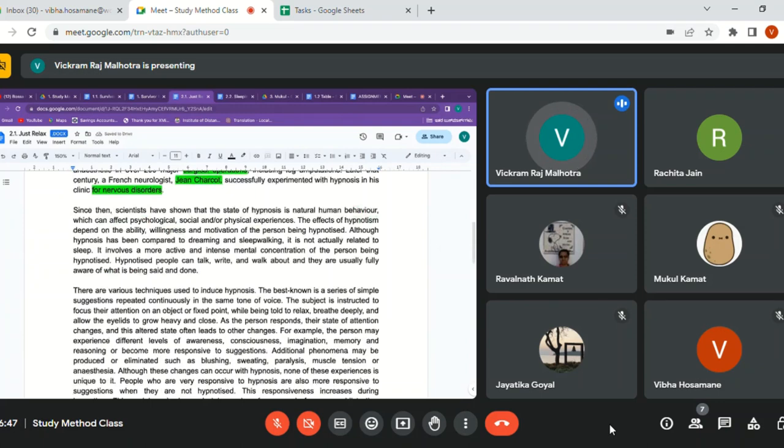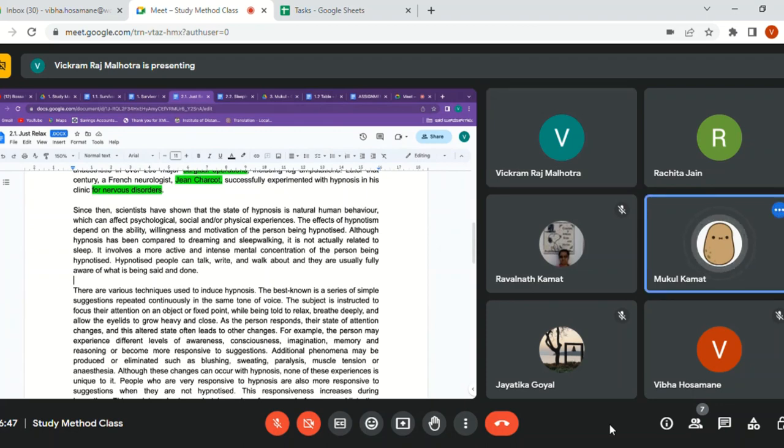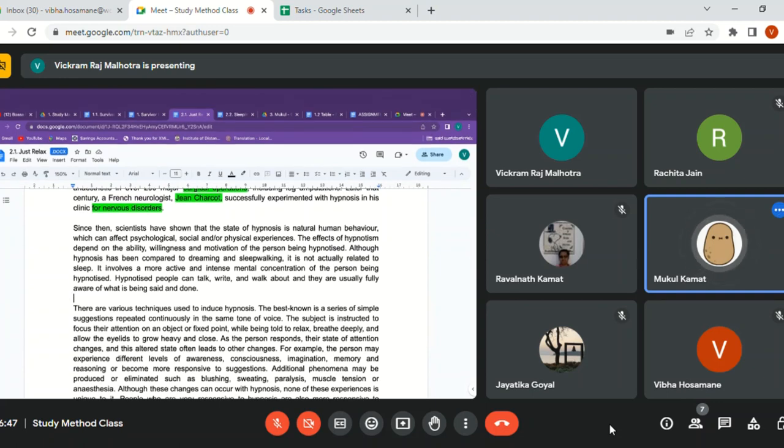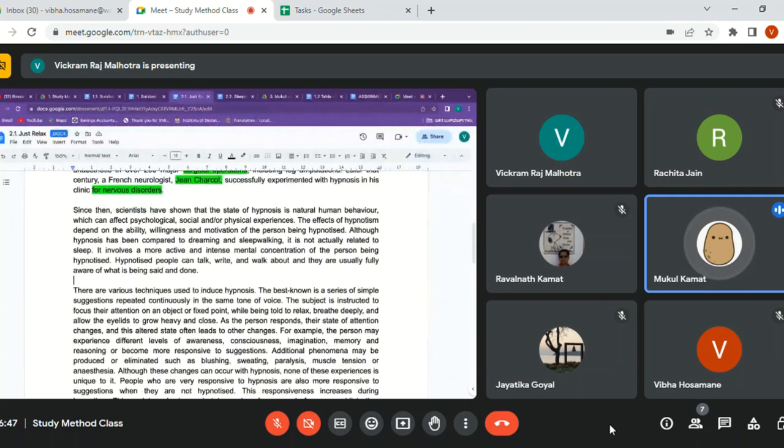Next. Mukul, can you read the next paragraph and highlight the keywords? Since then, scientists have shown that the state of hypnosis is natural human behavior, which can affect psychological, social, and/or physical experiences. The effects of hypnotism depend on the ability, willingness, and motivation of the person being hypnotized. Although hypnosis has been compared to dreaming and sleepwalking, it is not actually related to sleep. It involves a more active and intense mental concentration of the person being hypnotized. Hypnotized people can talk, write, and walk about, and they are usually fully aware of what is being said and done. Right. So now tell me the keywords.